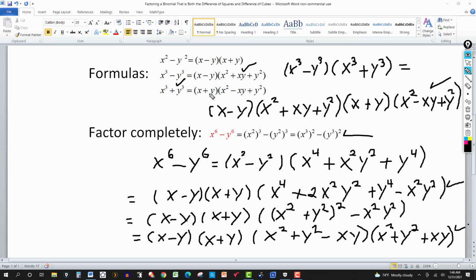So again, the point we're making is if you have a binomial that's the difference of cubes and difference of squares, it'll be a little bit easier if you take the first approach, and go difference of squares to finish the problem.